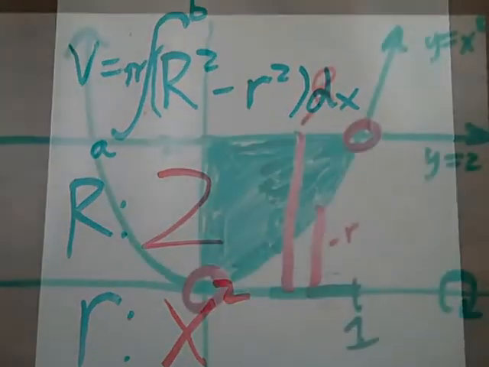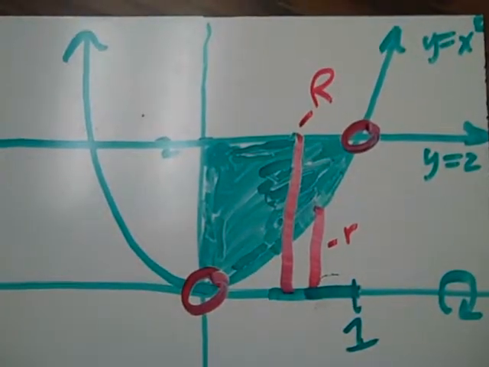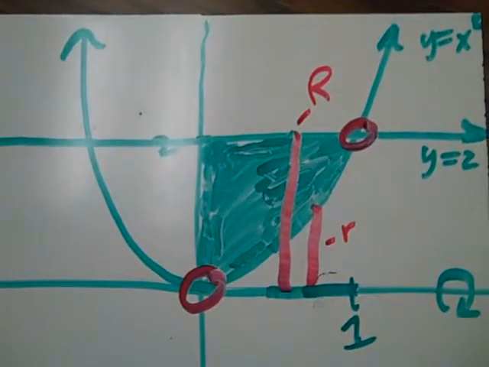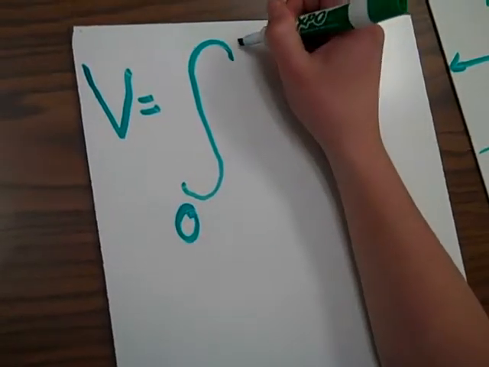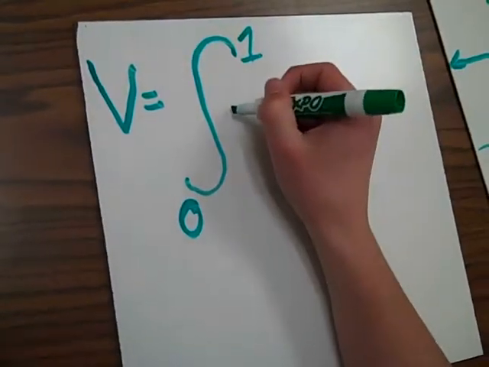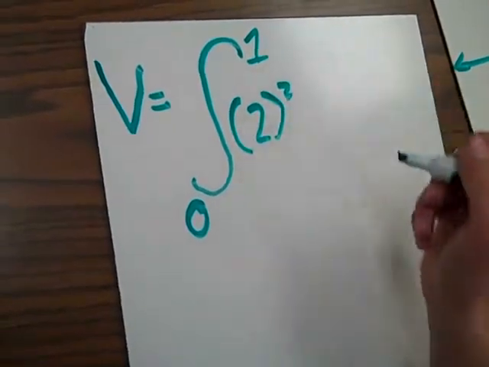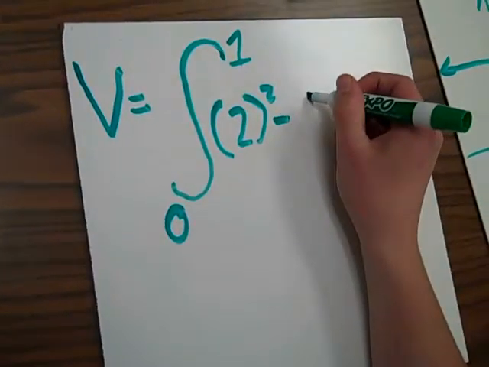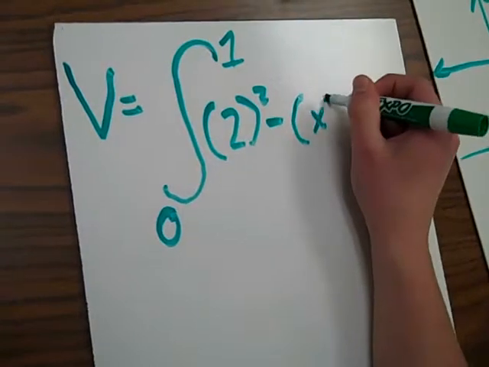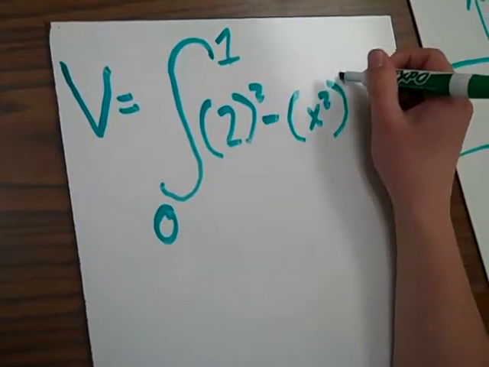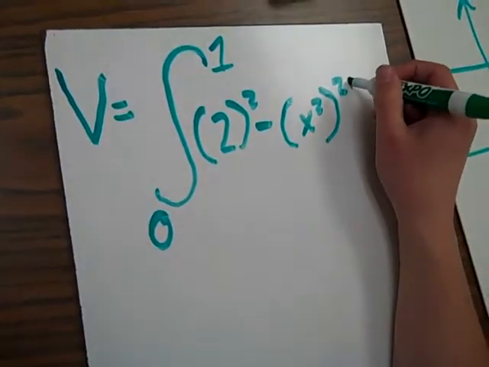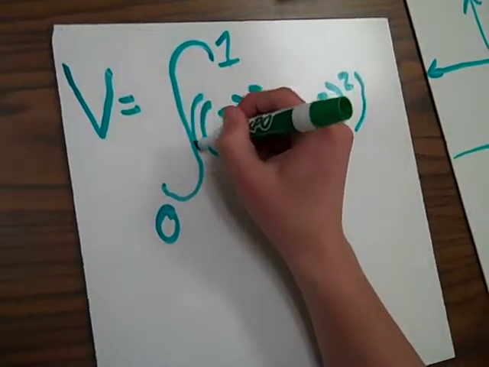And then to find the volume, you're going to be using that function. Next we need bounds, which is where the two functions intersect, which is 0 and 1 in this case. And that would be the x values of 0 and 1. Then we're going to plug in little r and big R into the equation and square them, subtract them from each other, and include the dx and the pi.